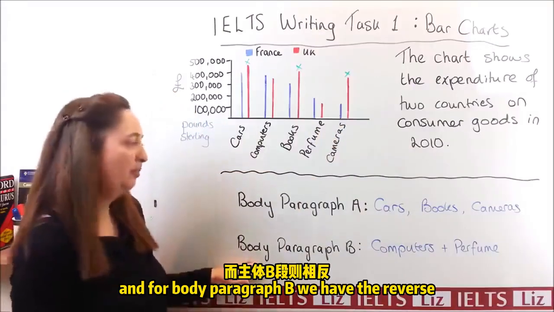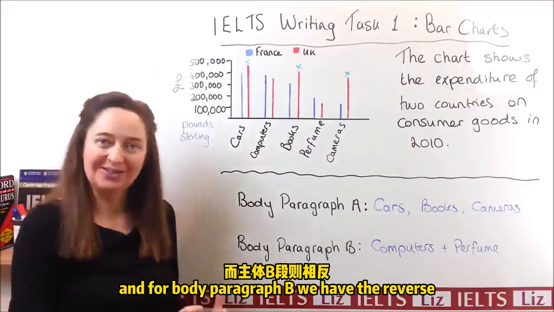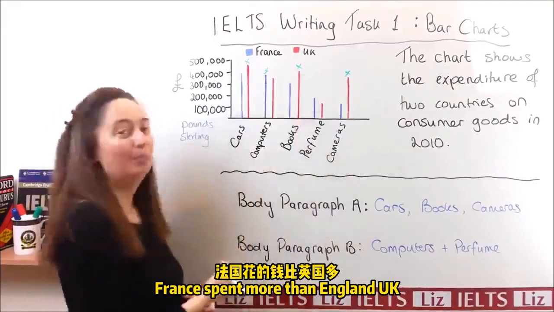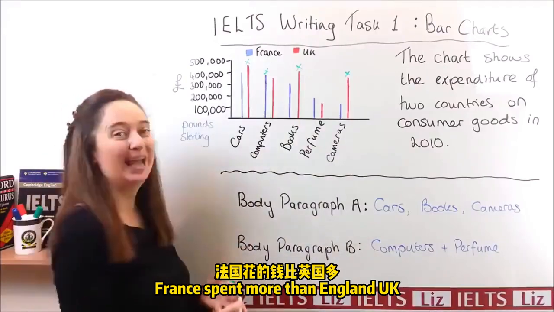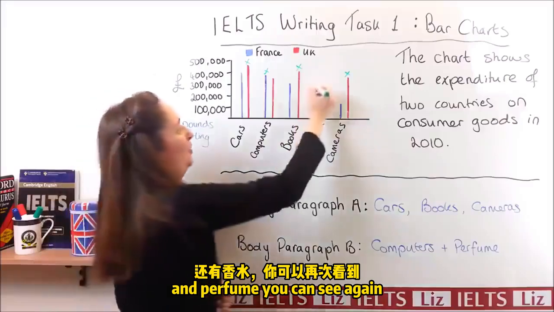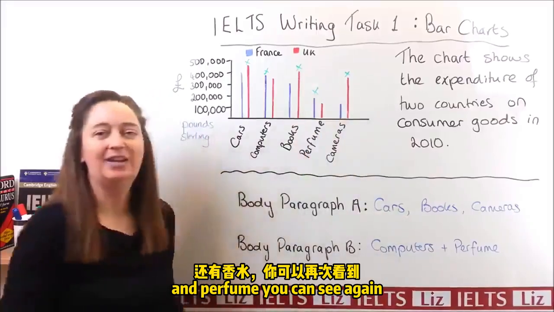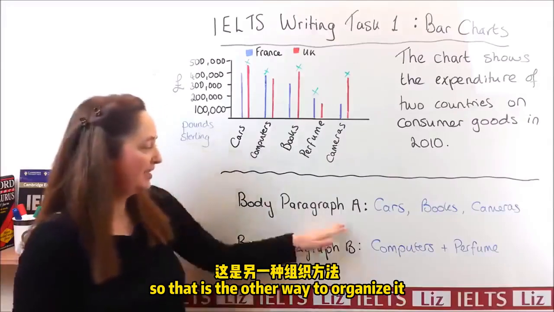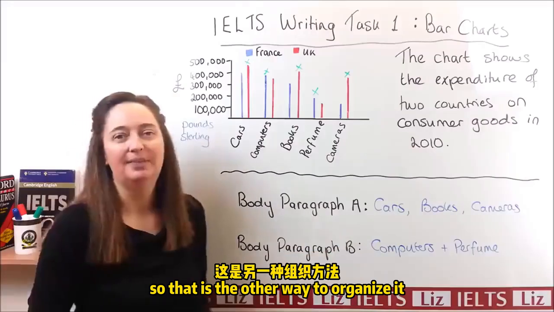And for body paragraph B, we have the reverse. So you can see that computers, France spent more than England, UK. And perfume, you can see again that France spent more than the UK on perfume. So that is the other way to organise it.